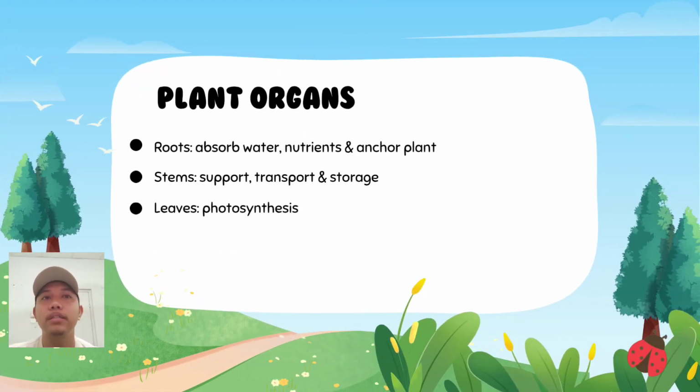Plant organs. Let's now talk about the major plant organs. All plant organs, root, stem, and leaf, are made up of the same three tissue types: dermal, vascular, and ground. Roots anchor the plant and absorb water and nutrients. Stems support the plant and act as a highway, transporting water and food. Leaves are where most photosynthesis occurs.